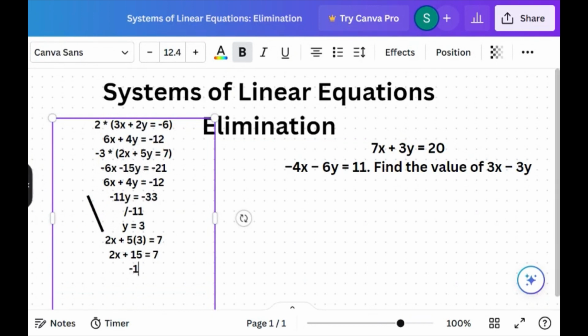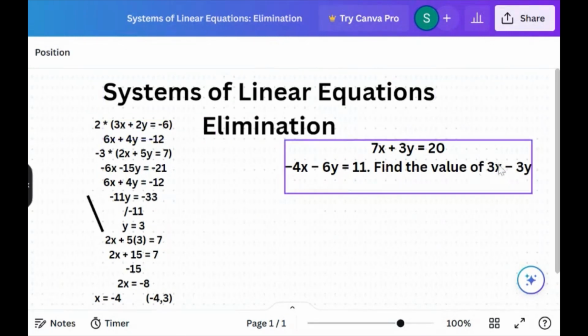When you subtract 15 from both sides, you get 2x is equal to negative 8, and x is equal to negative 4. What that means is that your solution for this system of equations is negative 4 comma 3. So these values for x and y, negative 4 for the x and 3 for the y, will work for both of these equations and give you negative 6 and 7. So that holds true, and that means that is your solution.